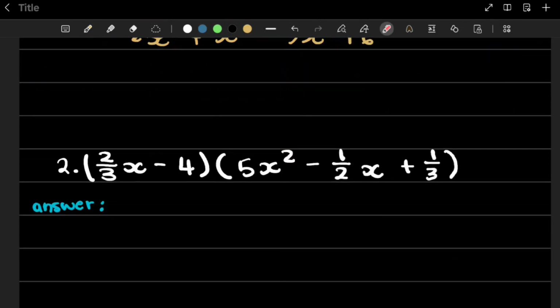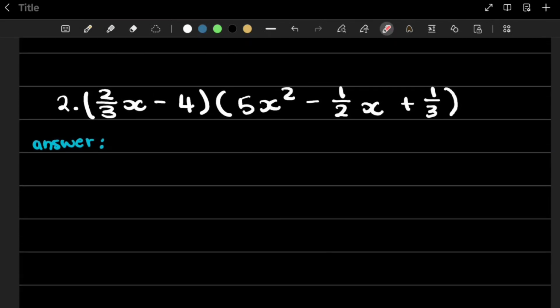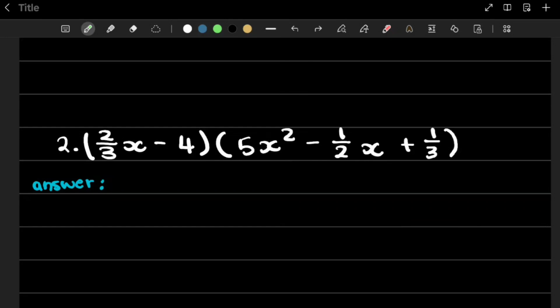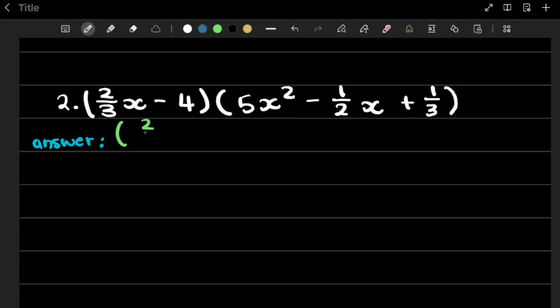Okay, let's go on to number 2. In number 2, there's something different. This one has fractions, and you'll normally see it from grade 10 onwards. So there's something that you need to remember before you do a question like this. And that is, remember how we said you need to always remember BODMAS and first fix whatever's inside the bracket. Over here, you can see there's a fraction. If we had to rewrite this, it would be 2 over 3x minus 4 over 1.